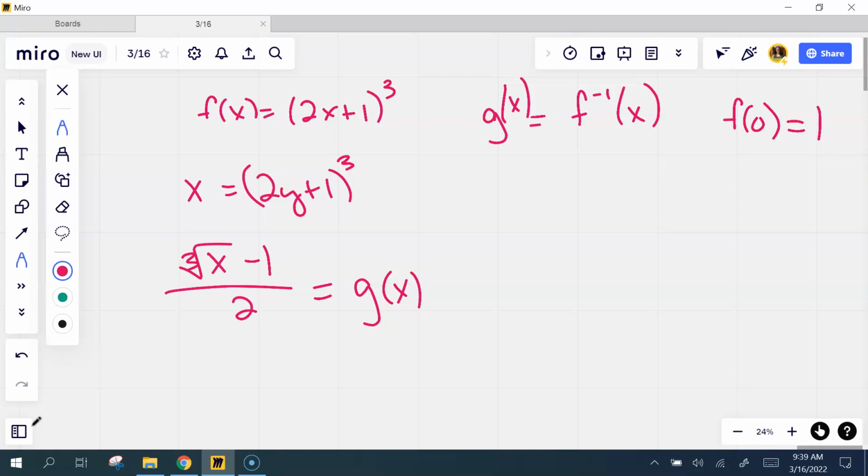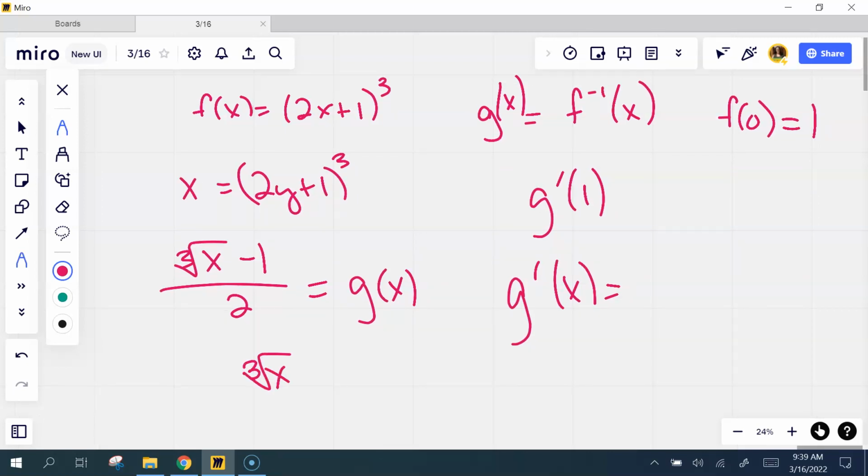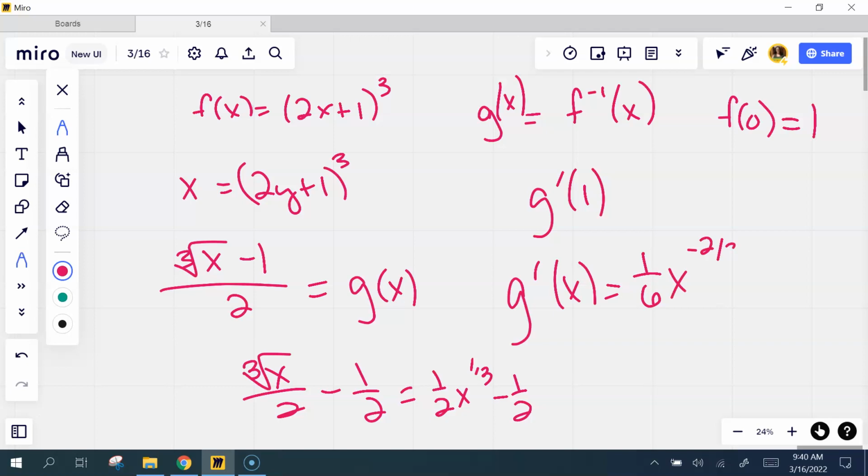Okay, but it asked me to find g prime of 1. So I need to find, well, what's the first derivative of g? I split this up so that I could take the derivative. Well, this is 1/2 x to the 1/3 minus 1/2. So multiply, and I get 1 over 6 x to the negative 2/3, right? And you just plug in 1.